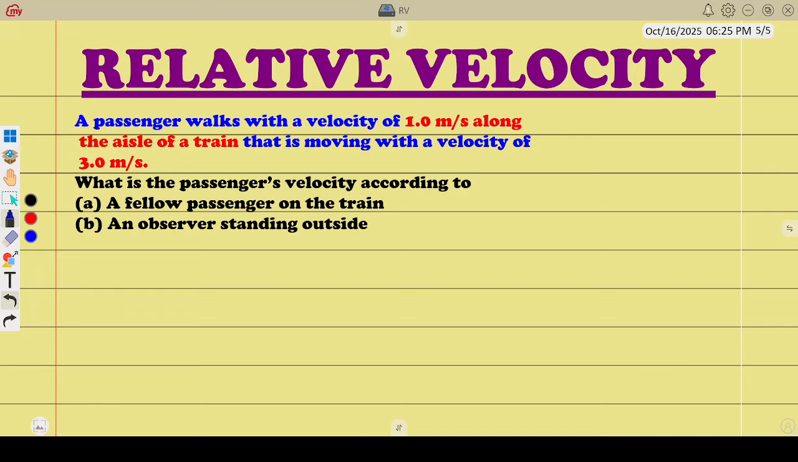And then we still have more examples. If you are tired, you can let me know and go for a break. So a passenger walks with a velocity of 1 meter per second along the aisle of a train.